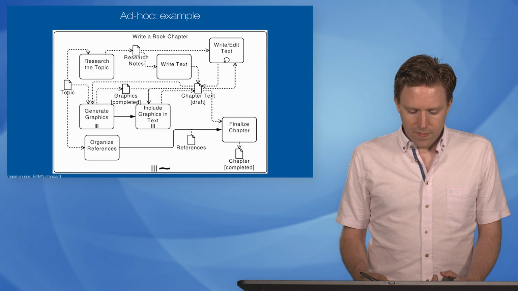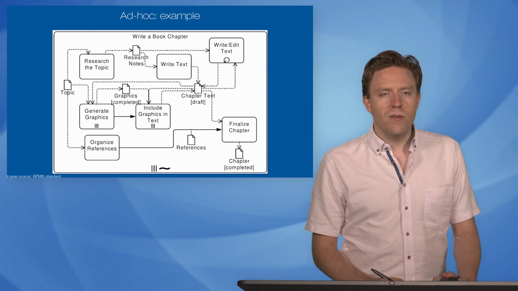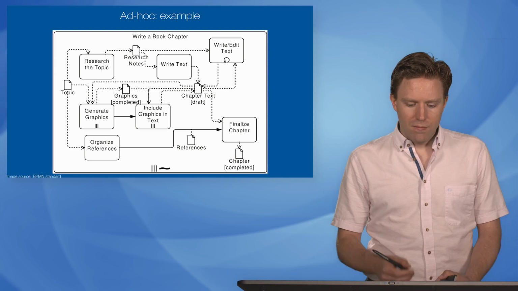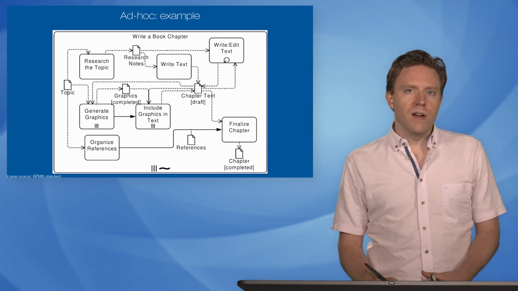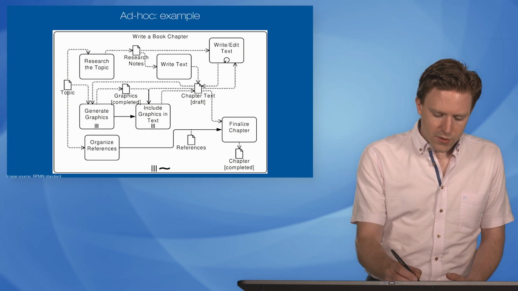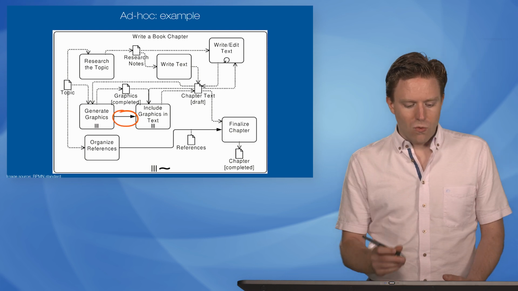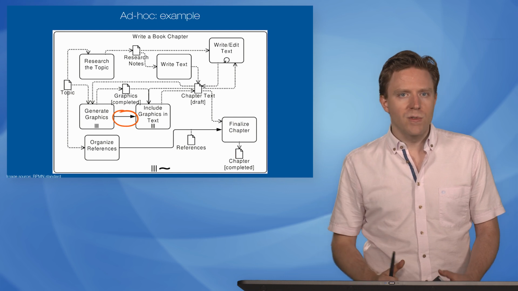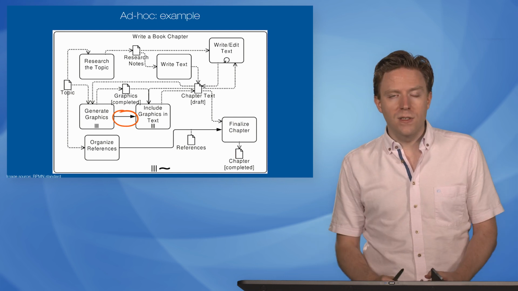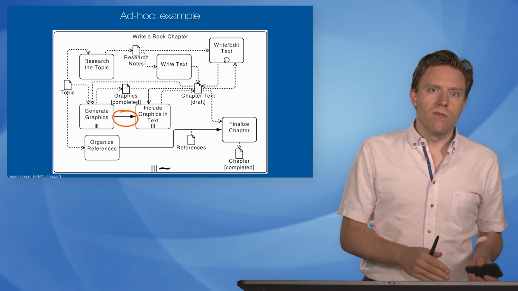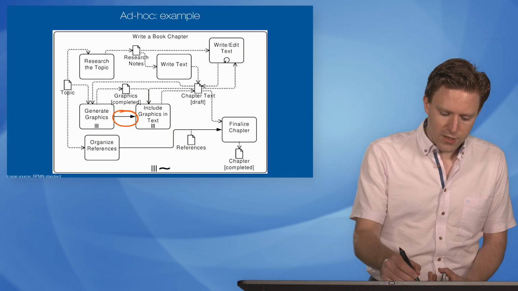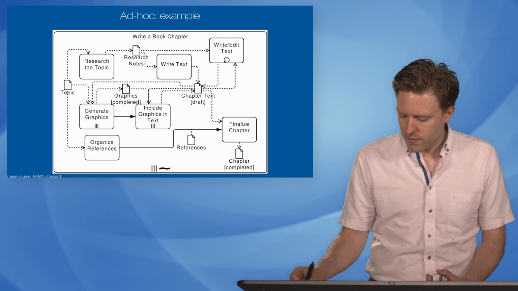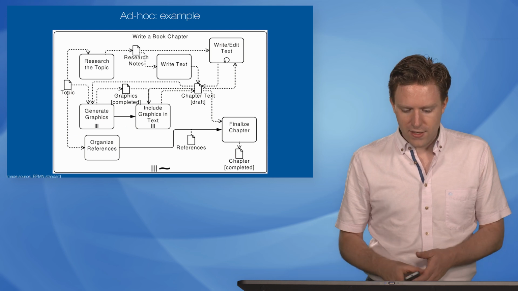Similarly, generate graphics should be done before we include the graphics in the text. And notice that this arc says that all graphics need to be ready before all of them together can be put in the text. Then we can start over with the graphics, but they all need to be done before you can include them. That's what that constraint says.